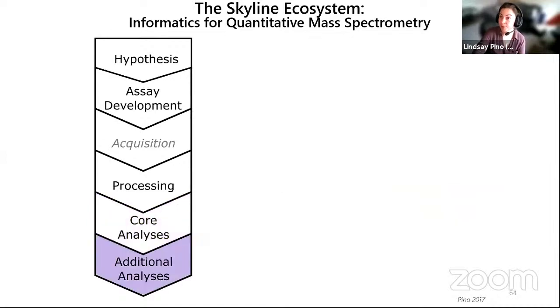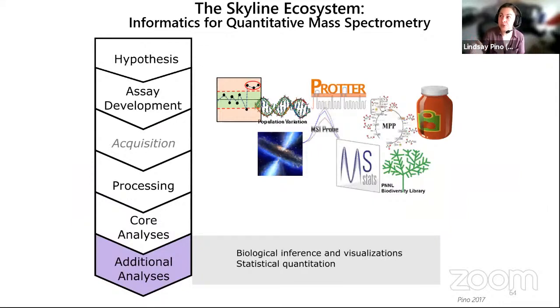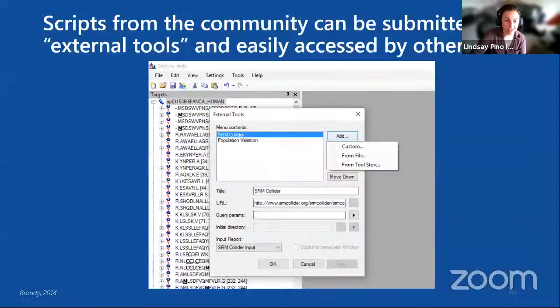But last, before we move on to doing some Skyline ourselves, I wanted to point out there's a lot of additional analyses for doing things like biological inference and visualizations and statistics. There's a whole slew of different tools here that you can add on, kind of like apps on top of Skyline. To get these, you can add these tools just by going to this tools tab up here and going to the tools store. If you go to add, you'll see add from tool store has a whole bunch of different options here that can be very helpful in your research.